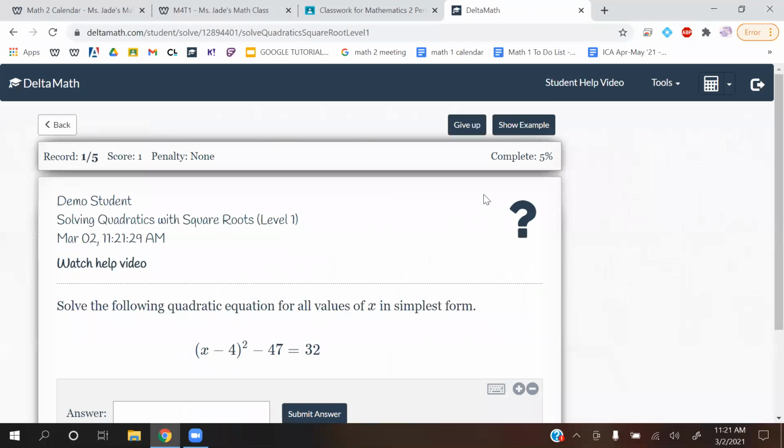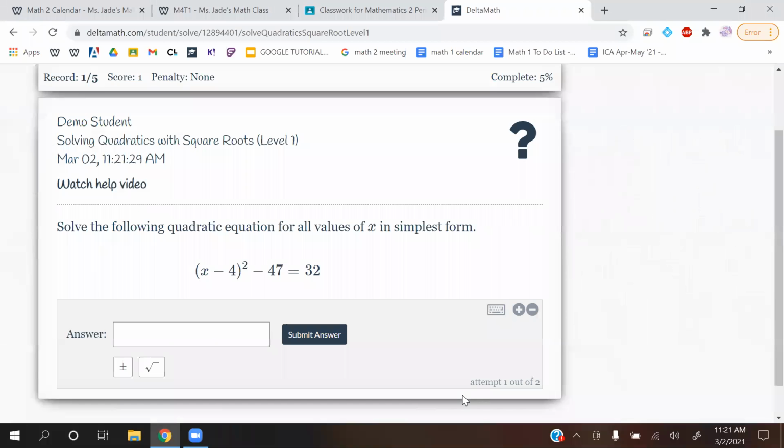Next problem. Okay. So I think if I scroll like that, that should be enough space. All right, so for this problem, same process. We want to get the x by itself, so our first step is to add 47 to both sides. We get parentheses x minus 4 squared equals, because those cancel out, 979.